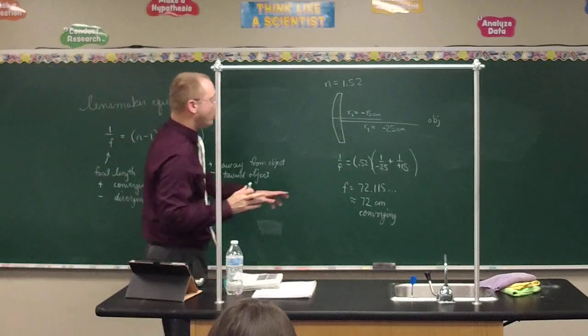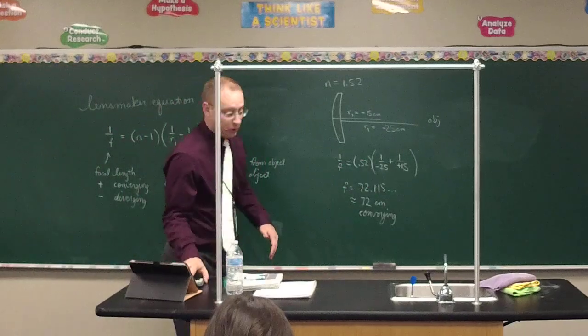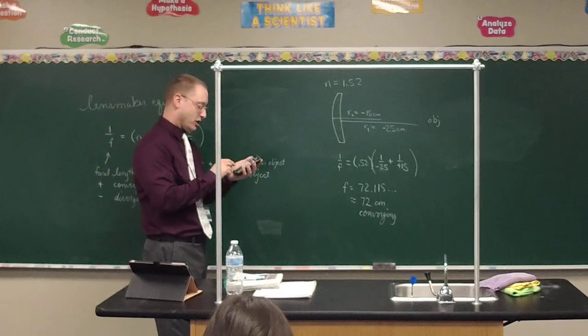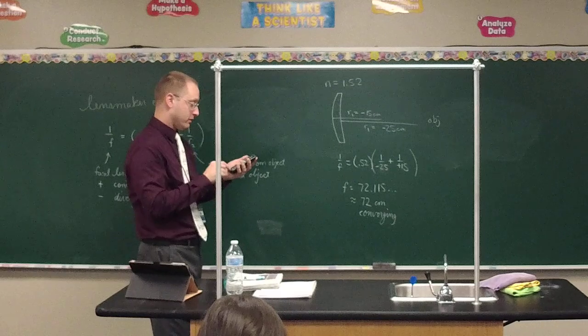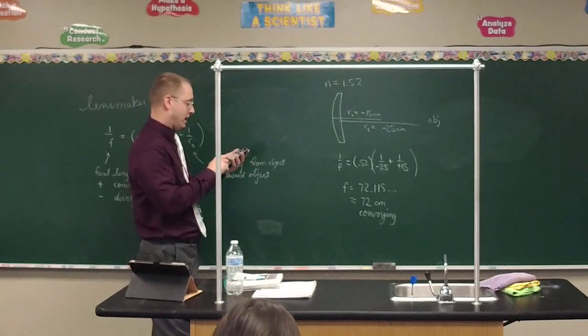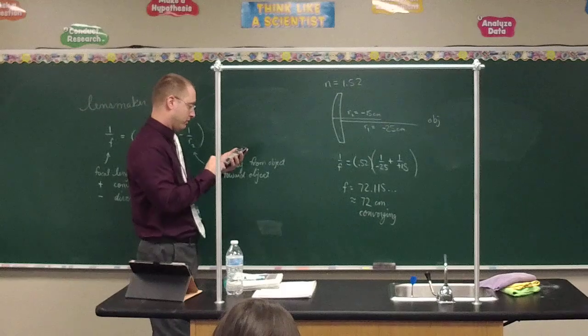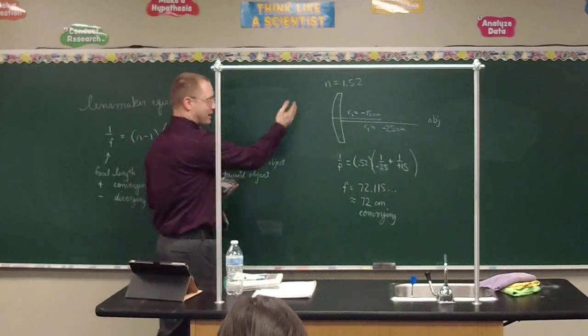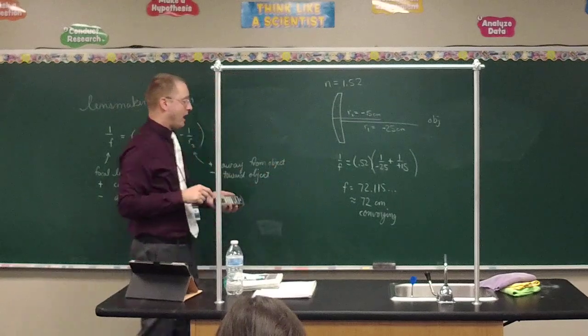All right, so when we go through now, we're going to take the reciprocal of negative 25 and add the reciprocal of 15, multiply by 0.52, which was the n minus 1, and then take the reciprocal. And what do we get this time?